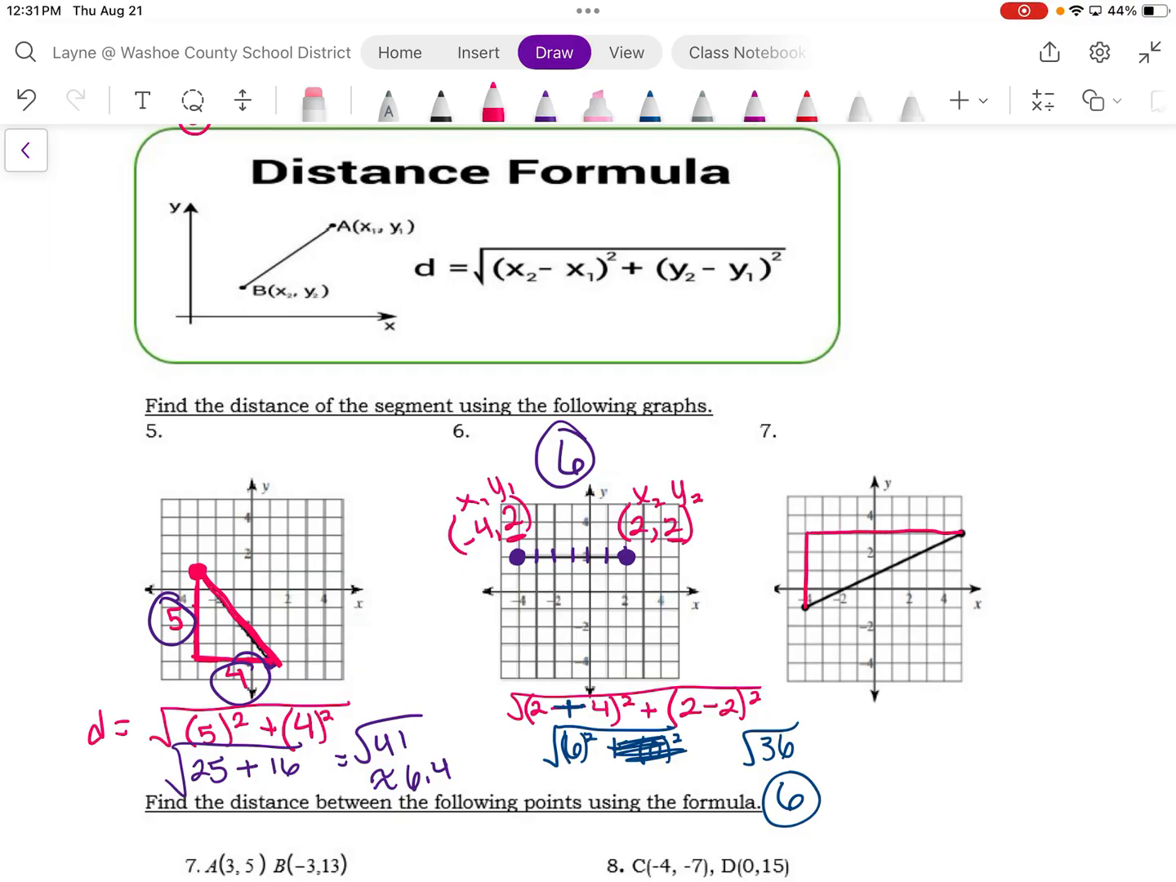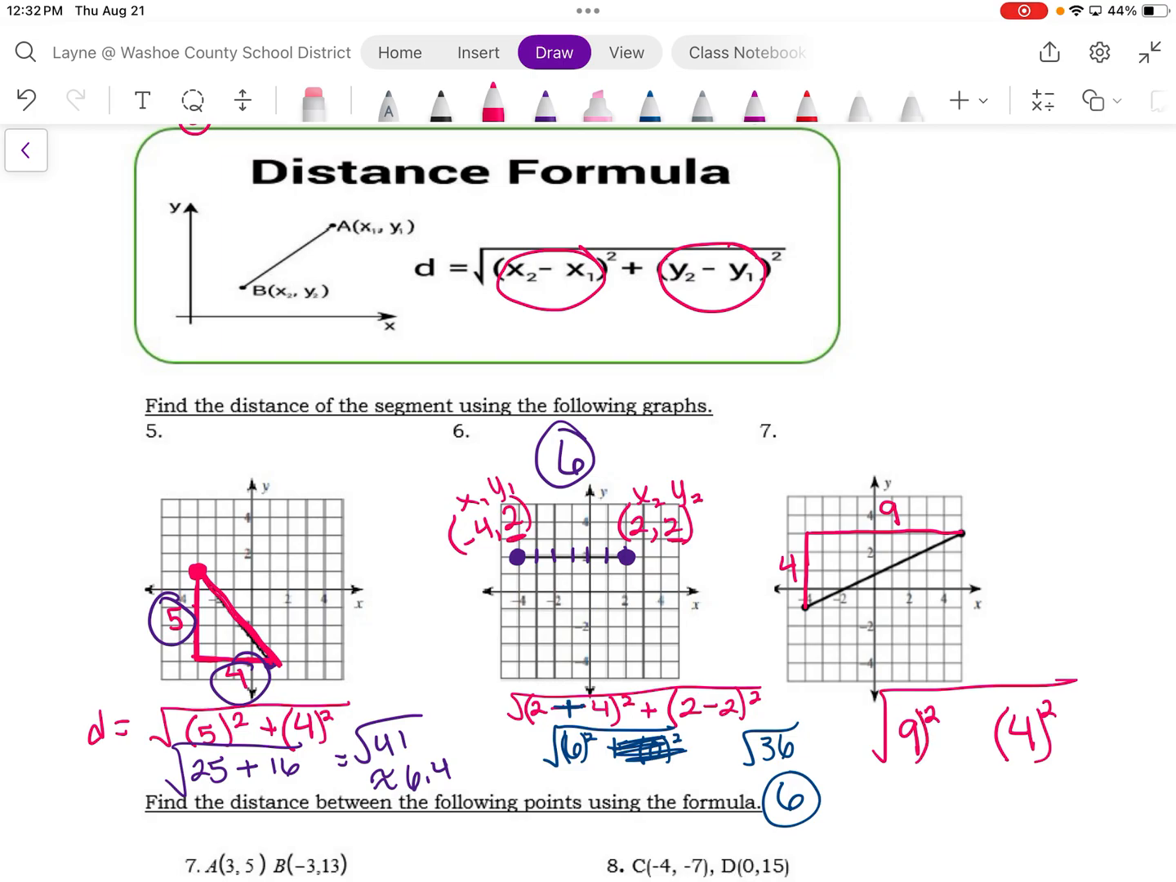And I basically just count how far apart the x values are and how far apart the y values are. So the x values are 1, 2, 3, 4, 5, 6, 7, 8, 9. And then the y values are 1, 2, 3, 4. So what that means is the difference between the x values should be 9, and the difference between the y values should be 4.